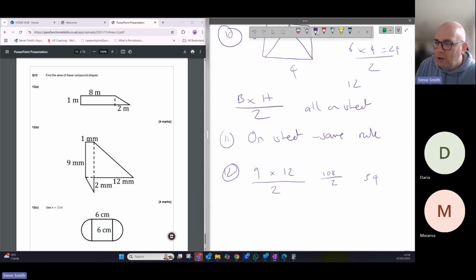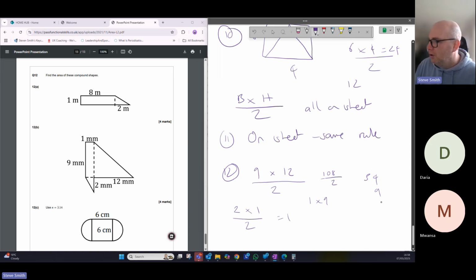And I know that's 1 times by 9. 1 times 9. That's 9. So that's that part done. And I've got this little bit here, look. I've got 2 times by 1, that's there, divided by 2. 2 times 1 is 2, divided by 2 is 1. So my answer, I've quickly compartmentalized that as 3 different shapes. I've worked out the area of each shape, and I can see altogether it's 64.